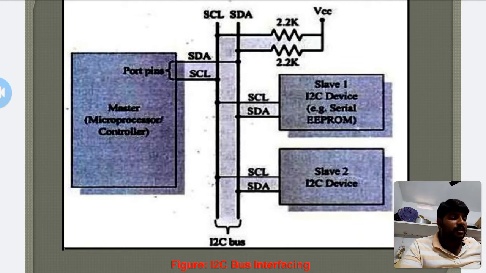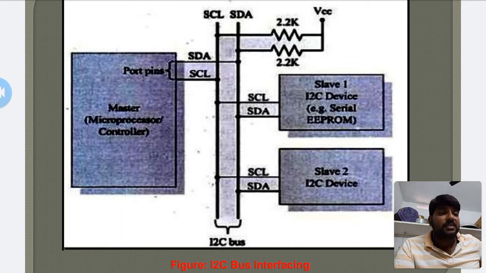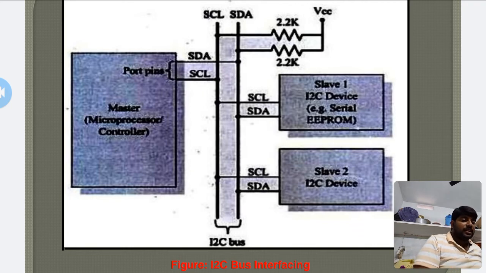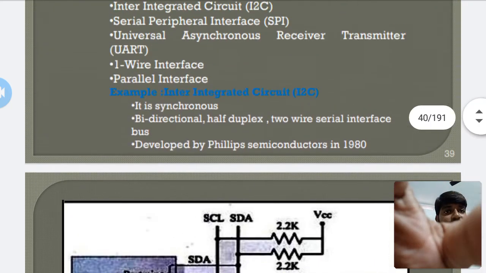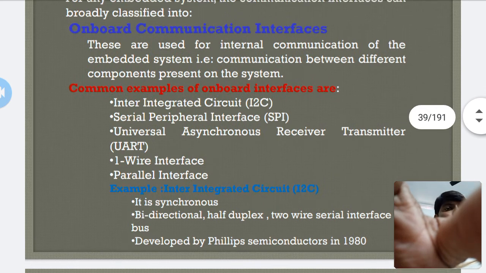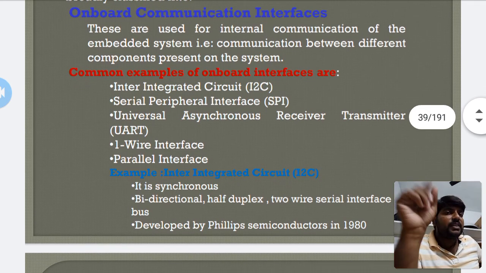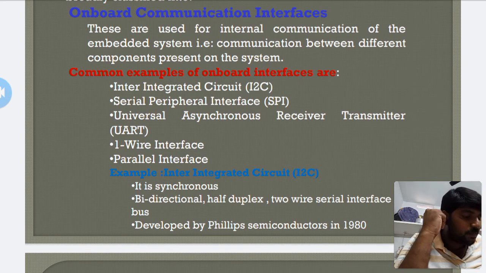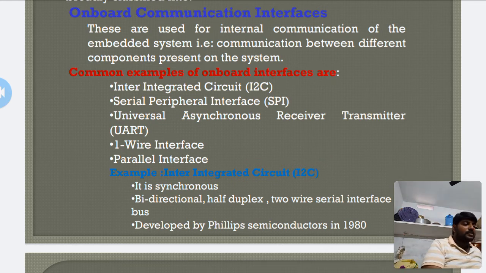So this is the process of I2C bus communication between master and slave. Coming to the next onboard communication interface, the serial peripheral interface, SPI. The serial peripheral interface is a synchronous, bidirectional, full duplex, 4-wire serial interface bus. Full duplex means communication between master and slave happens simultaneously.